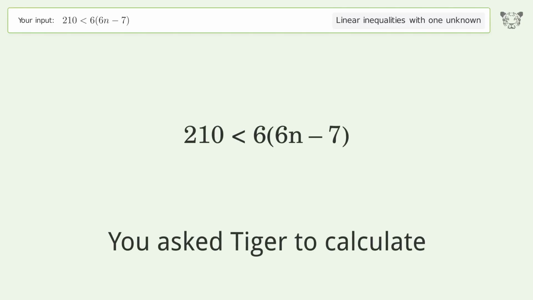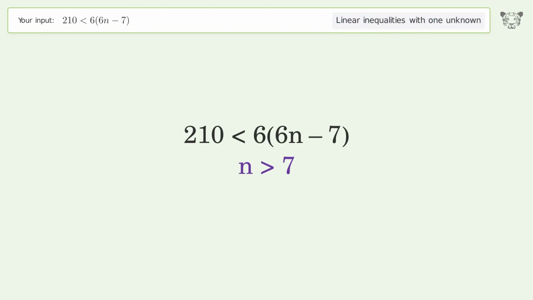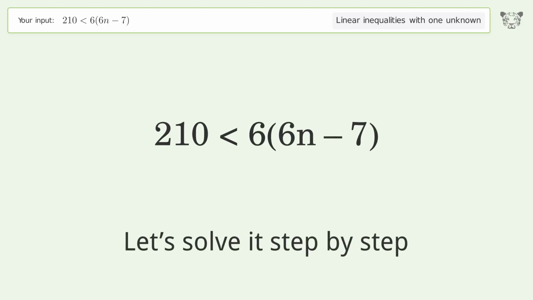You ask Tiger to calculate. This deals with linear inequalities with one unknown. The final result is n greater than 7. Let's solve it step by step.